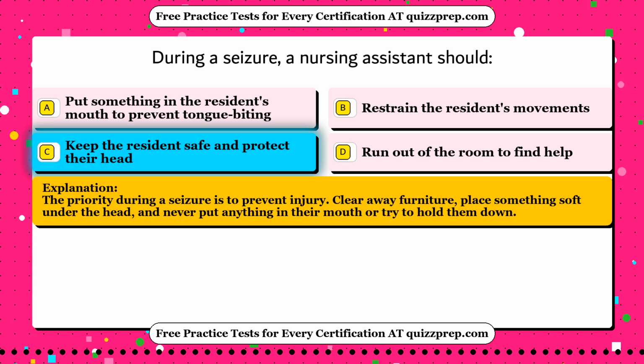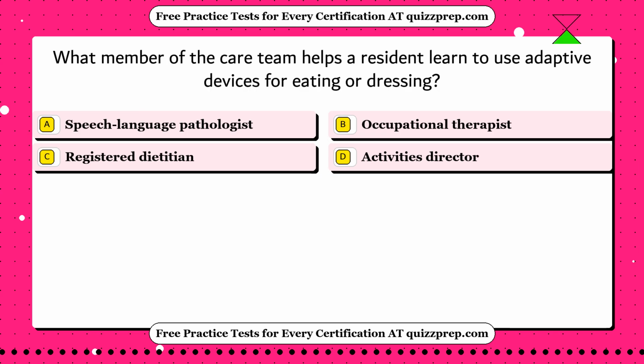Question 20. What member of the care team helps a resident learn to use adaptive devices for eating or dressing? Option A, speech-language pathologist. Option B, occupational therapist. Option C, registered dietitian. Option D, activities director.